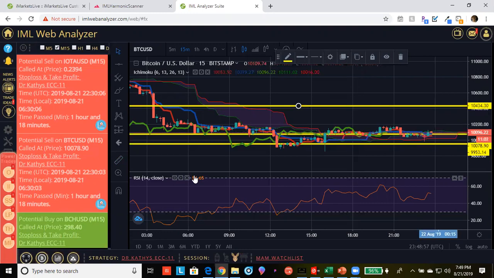All right, so go ahead and modify BTC USD. And we're going to put in our stop loss. And that's going to be 10434.30. Modify. Okay.